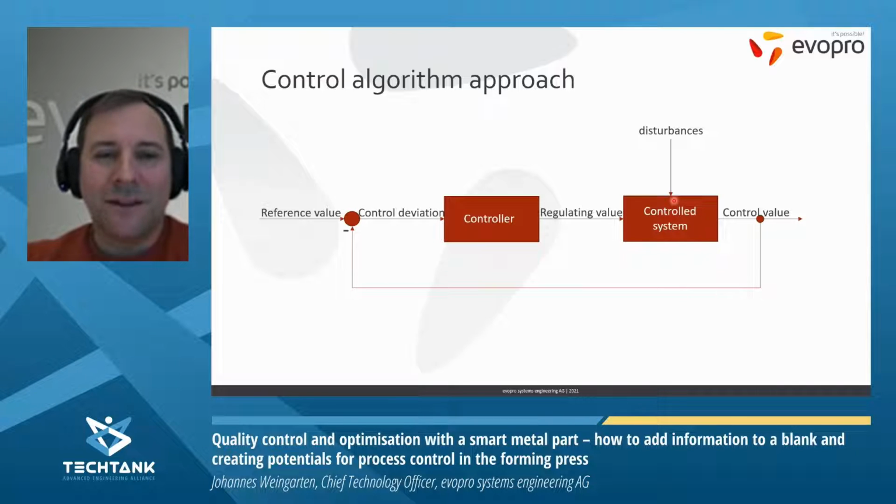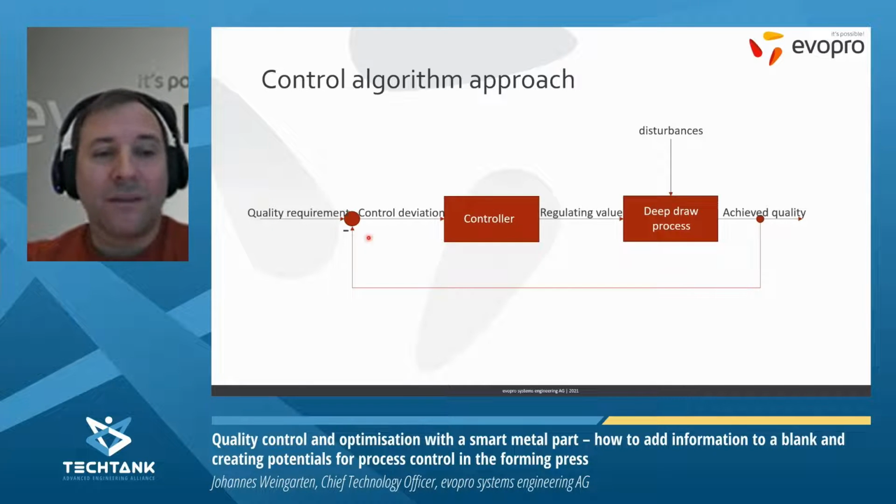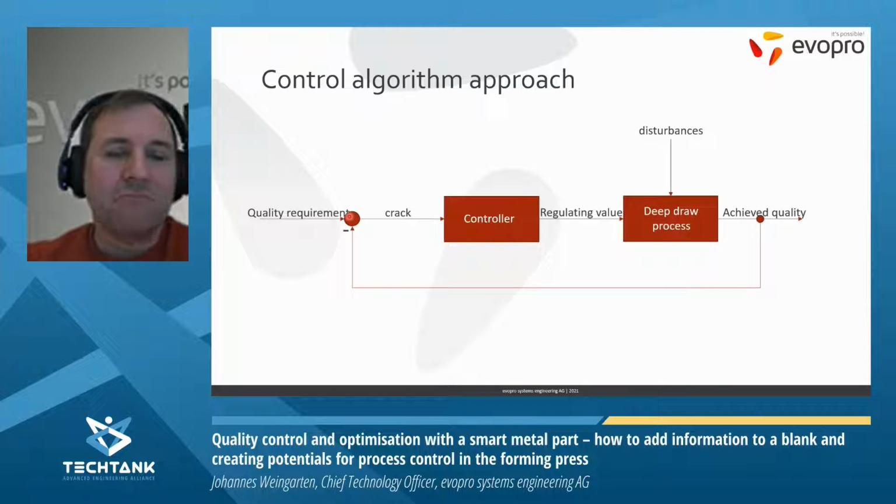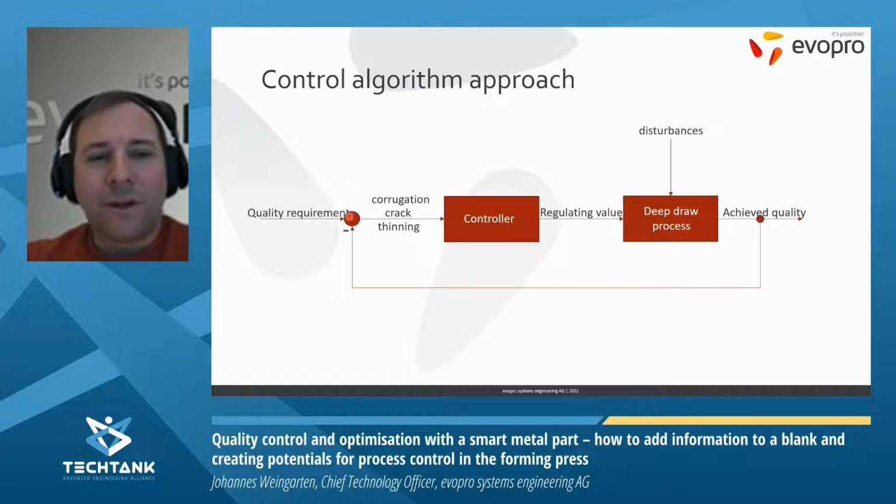Then the controller can act on that deviation and try to compensate for it. When we now try to mirror this algorithm approach to the real process in the press shop, we would have the deep draw process here as the control system. Of course, we have the achieved quality at the output, which is then looped back. Then we have the quality requirements that are coming in. When we subtract both, we get the deviation, and the deviation might be a crack, a thinning, corrugation, or a spring back. The controller stays the same.